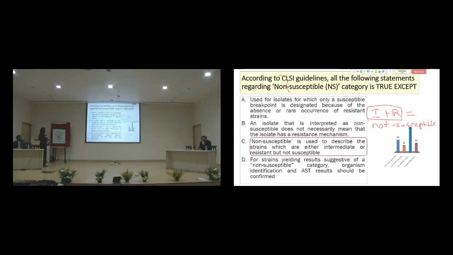I'll show you the chart. Second option is an isolate that is interpreted as non-susceptible does not mean that the resistant mechanism does not exist. And for strain yielding results suggestive of a non-susceptible category, organism identification and AST report should be confirmed.